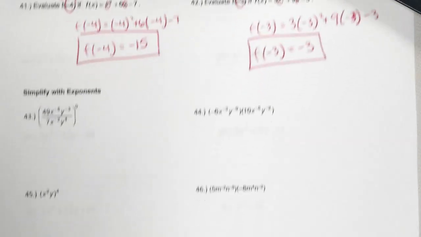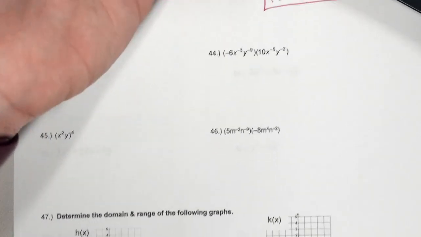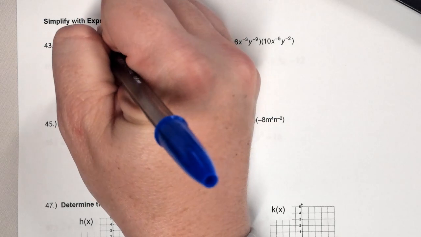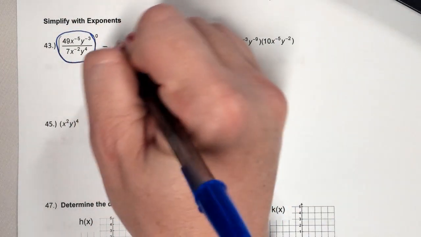Okay, so now let's look at simplifying exponents. So let's talk about laws of exponents. Remember, anything to the 0 power equals 1. Well, if this whole thing, I don't even care about what's in there, is to the 0 power, then it equals 1.